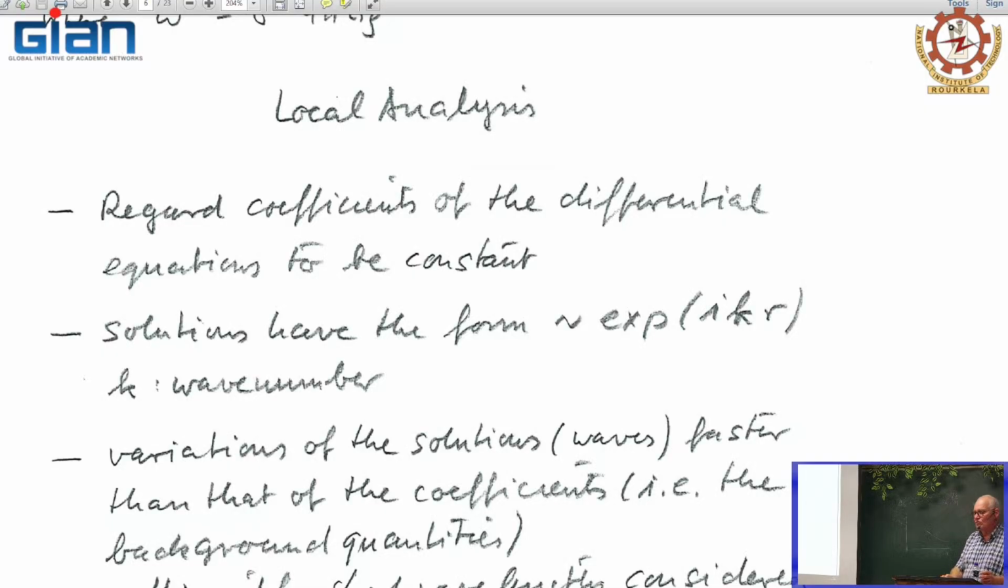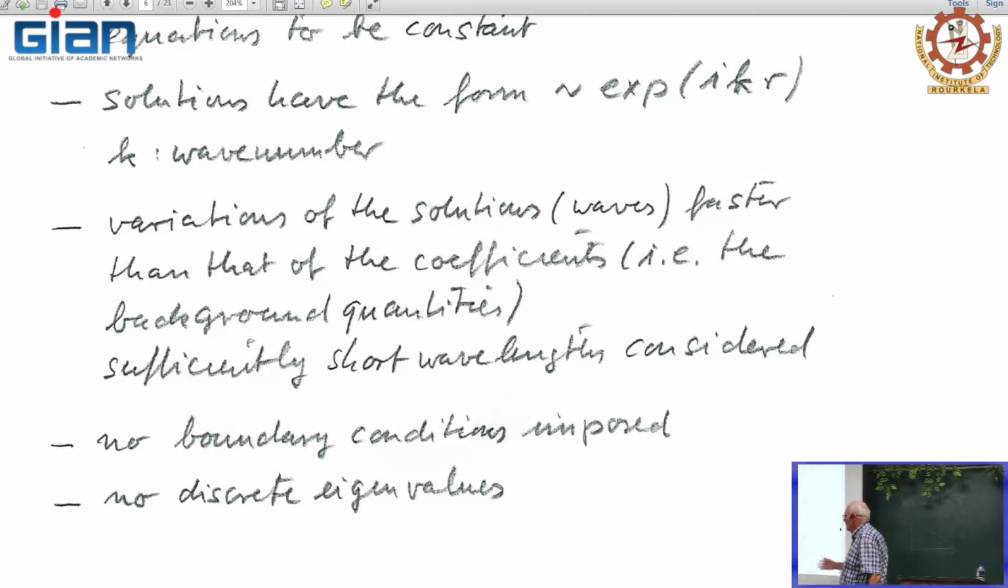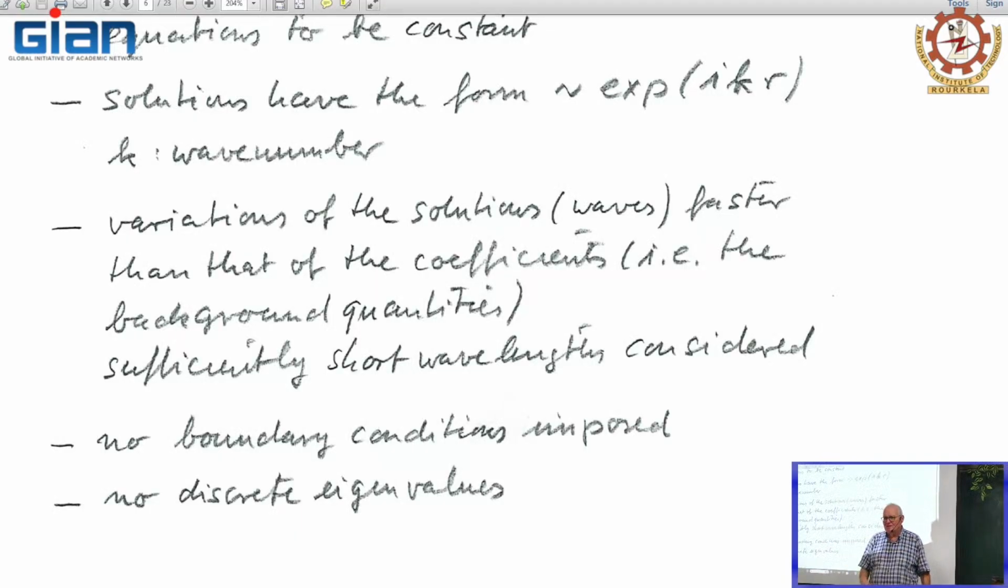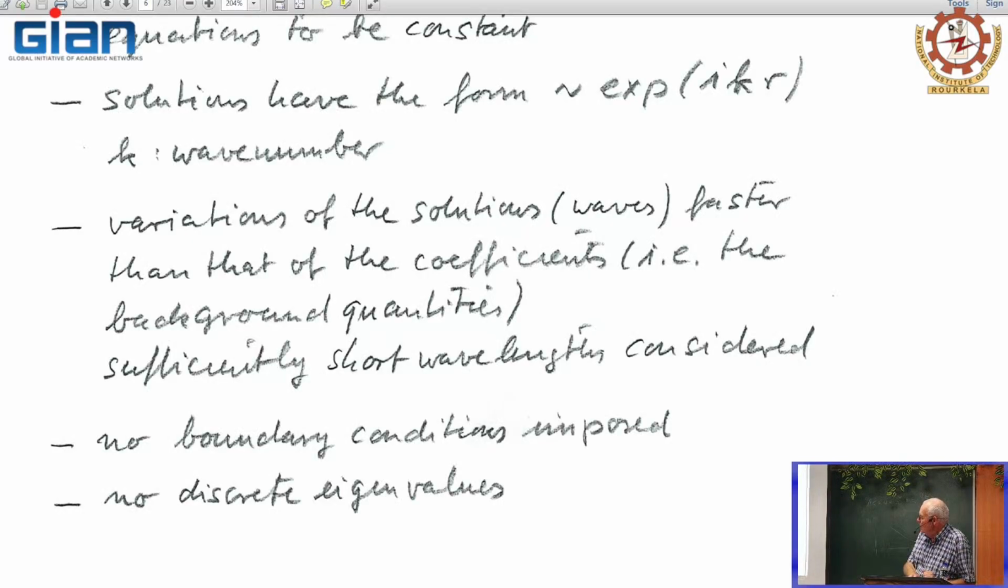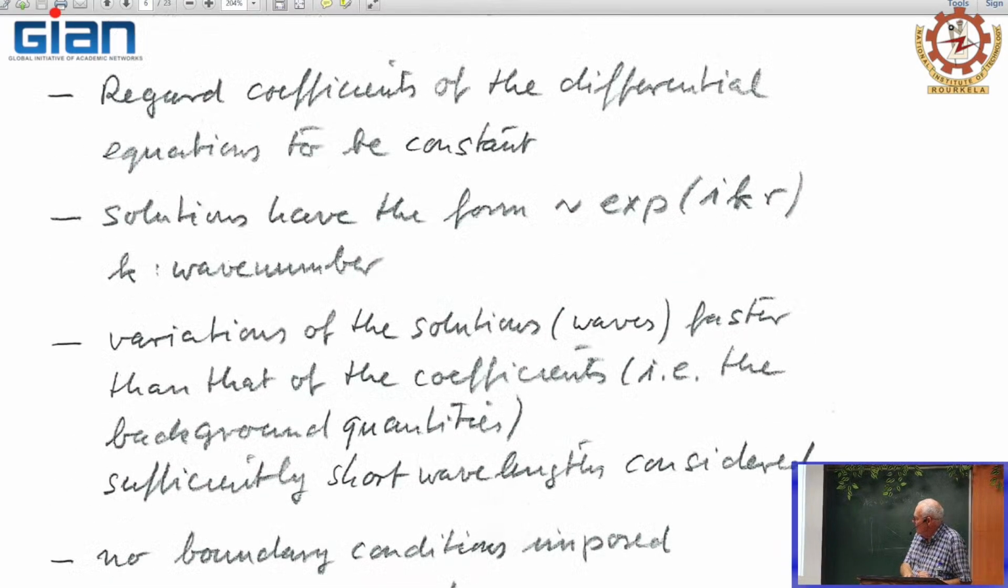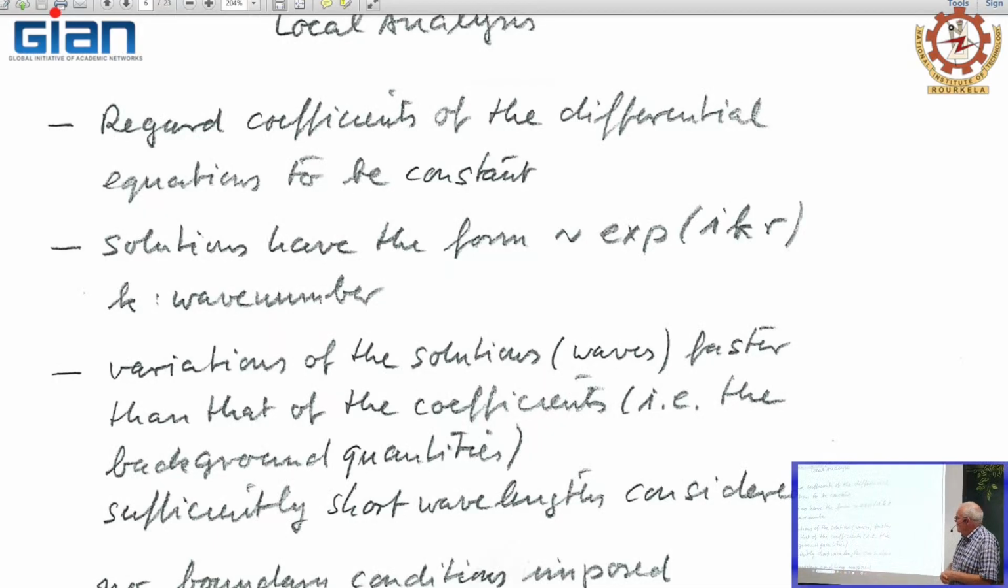Expect to get a discrete spectrum for our modes. So this assumption also tells us we cannot impose boundary conditions, and we do not consider a discrete spectrum as in the solution of the... This is the characteristic of a local analysis, but rather we consider solutions of the form exponential of ikr, and let's see if we assume solutions of this type, what we'll get.